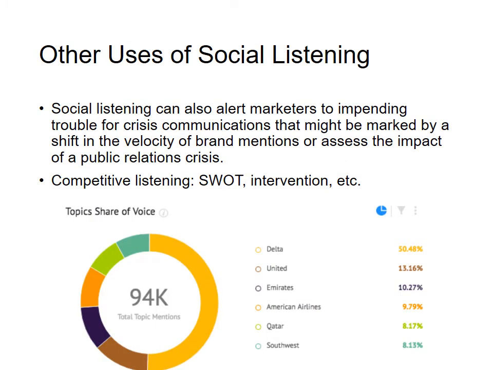Some other uses of social listening, as we mentioned: social listening can also alert marketers to impending trouble for crisis communication that might be marked by a shift in the velocity of brand mentions, or assess the impact of a PR crisis. We can also use competitive listening, and competitive listening can mean that you are listening for your SWOT analysis, perhaps, those opportunities and threats, intervention, perhaps.